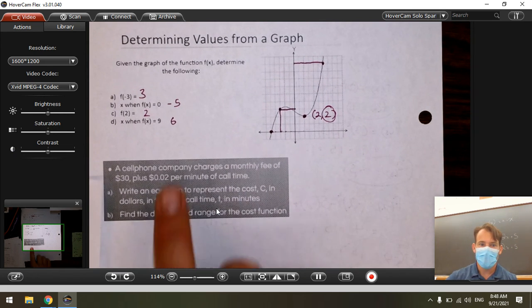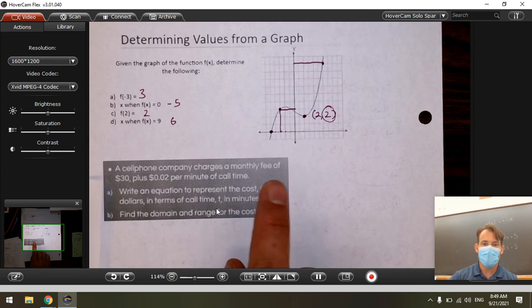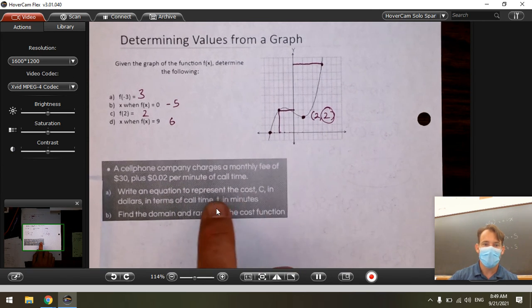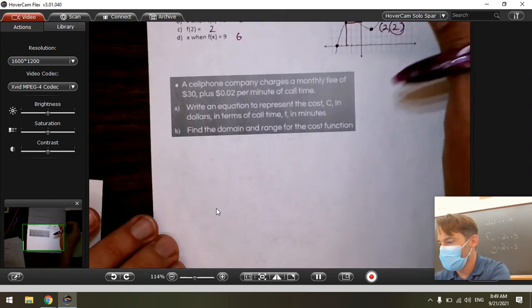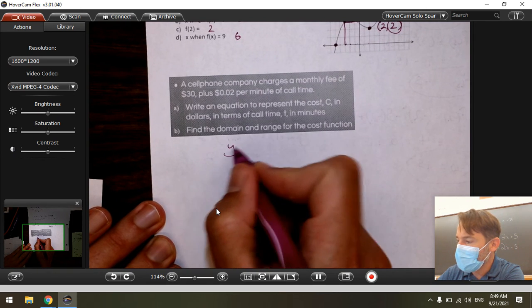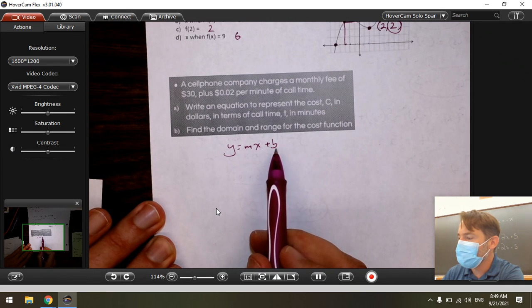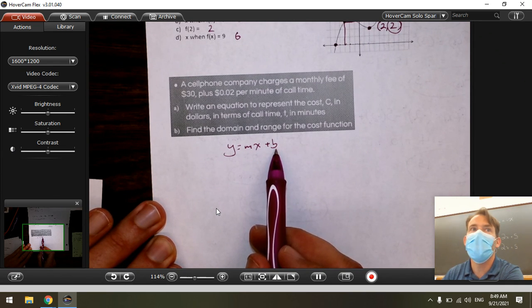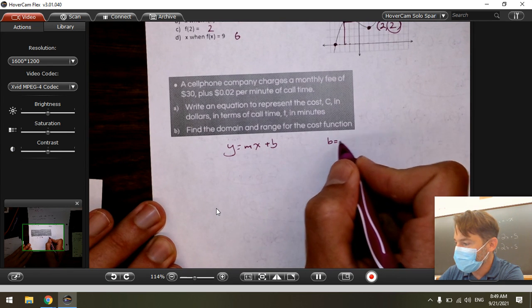So now let's take a look. A cell phone company charges a monthly fee of $30 plus 2 cents per minute. Let's create a function C in terms of call time T. Okay? And then let's find the domain and range of that function. So we have here, if I were doing y equals mx plus b, what would my b be? What's my initial value in this situation? $30. So b is equal to $30.